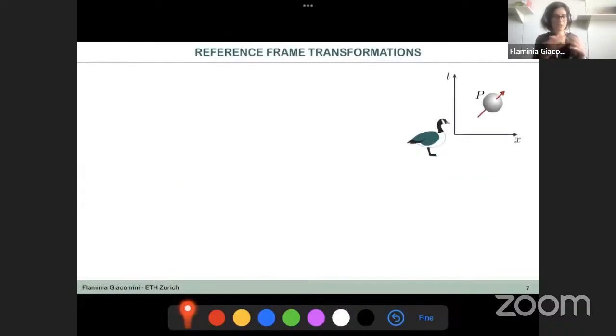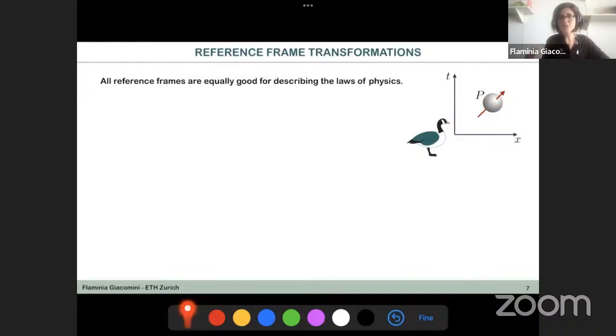So, what is a reference frame? In physics, we can think of a reference frame as a set of axes that we use to describe physical systems. Reference frames are a very useful concept because they allow us to fix the point of view from which observations are made. But we also know that we can choose whatever reference frame we like, and we can still formulate the laws of physics in arbitrary reference frames.